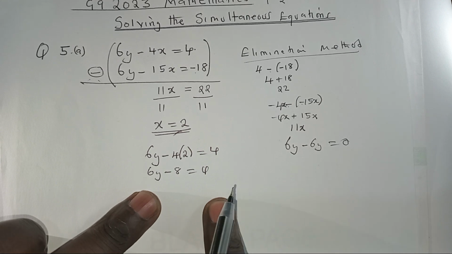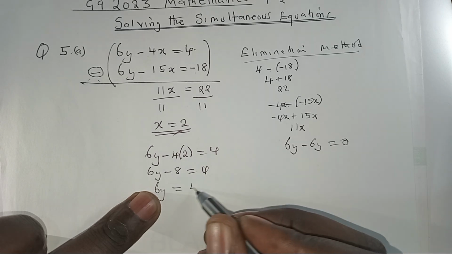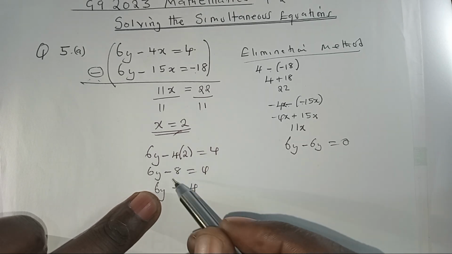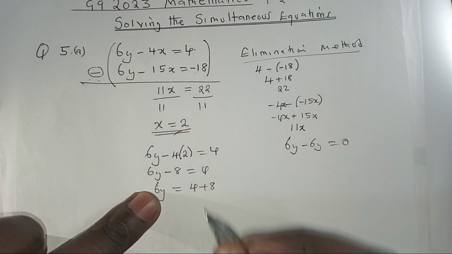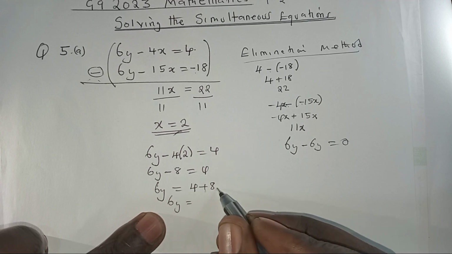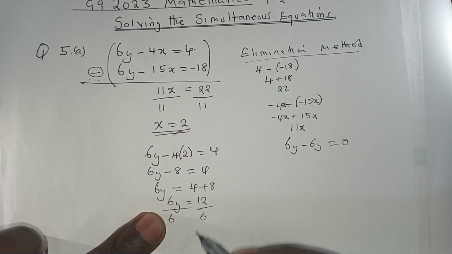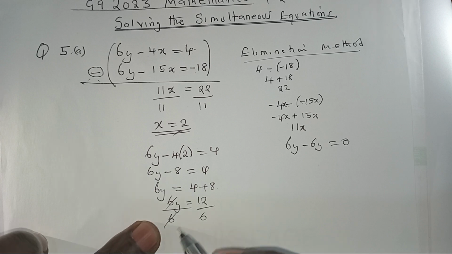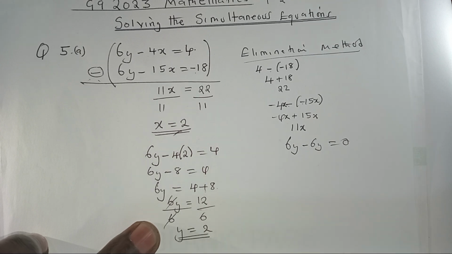Again, our interest is the value of y. So we can simply say 6y is going to be maintained equal to 4, then the additive inverse of negative 8 is going to be positive 8. This shall now give us 6y equal to 4 plus 8, which is 12. Then we simply divide on both sides, and the value of y is going to be equal to 2. So this is what we are going to get for this simultaneous equation.